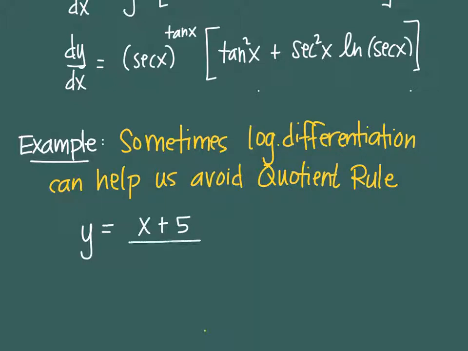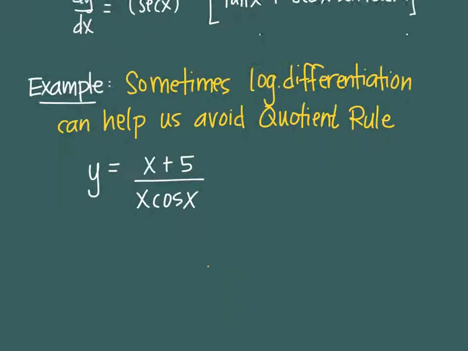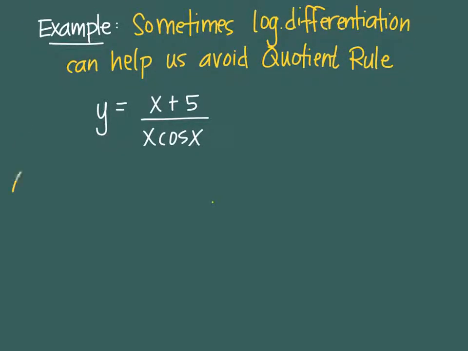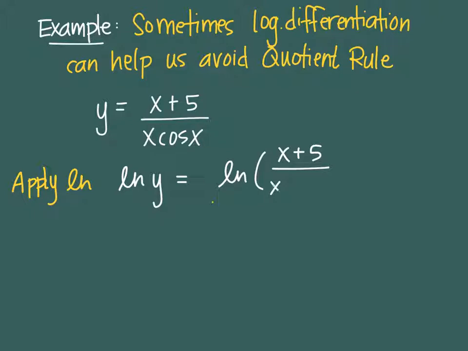So sometimes if you're looking at the quotient rule, and here's a question: how'd you like to find the derivative of that? Not only are you going to need the quotient rule, but what else would you need within the quotient rule? You're going to need the product rule because x cos x is a product. So sometimes you're like, ooh, try logarithmic differentiation instead. So apply ln. That gives you ln y, and ln of x plus 5 over x cos x.